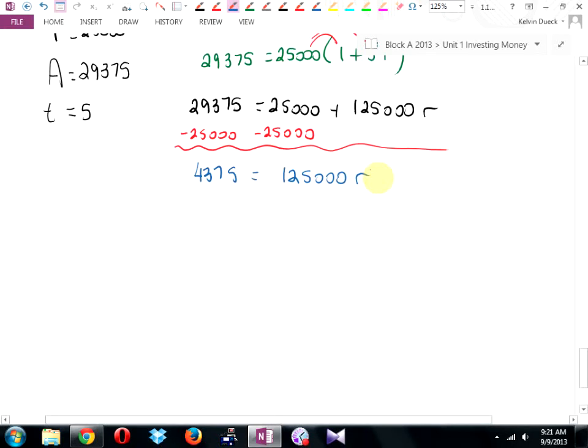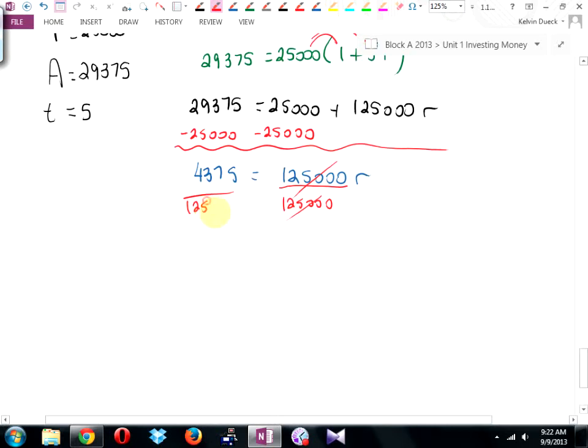Brooke, now what? Divide by what? I agree, we divide. Divide by 125,000, because the common mistake, especially in grade 8, is that kids want to, for some reason, divide by 4,375 because they want to get everything over to the same side as the R. No, we're trying to get the R by itself. So anything on the side of the R, move it over. So yeah, it's going to be divide by 125,000.